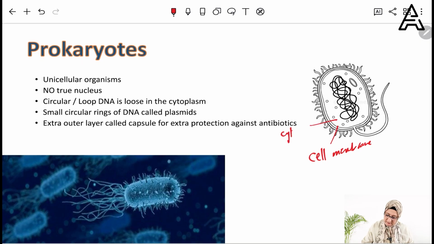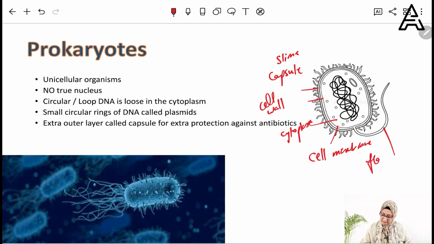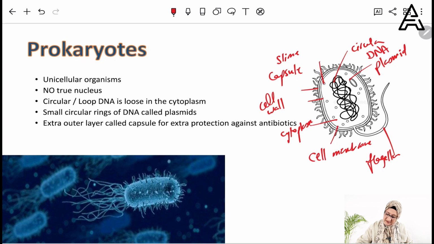This is the cytoplasm. Okay, cell wall. The outer layer is the capsule, slime capsule. This is the flagellum. This is the circular DNA. This is the plasmid. And these are the ribosomes. Okay? See, these are the flagella, and they are an important organ of motion of the bacteria.